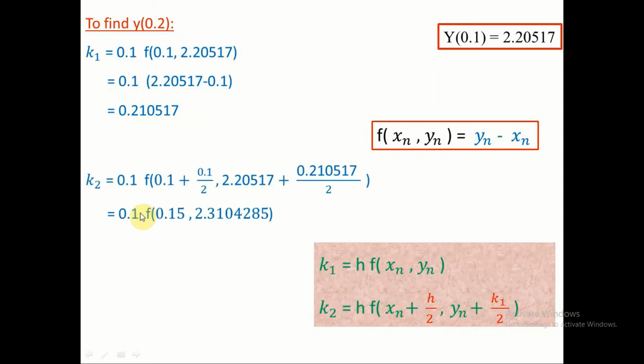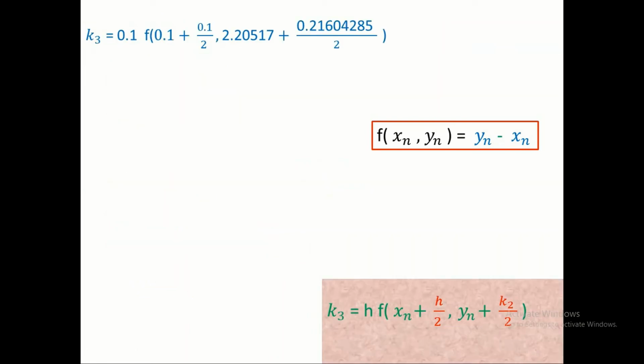This is the formula. Substituting the values of x n, h, y n and k1, we get this one. That is equal to 0.1 into f of 0.15, comma 2.3104285. Substituting x n equal to 0.15 and y n equal to 2.3104285 in this equation, we get 0.1 into 2.3104285 minus 0.15. That is equal to 0.2160428. Now we need to find the value of k3. Using this formula, we get this step.